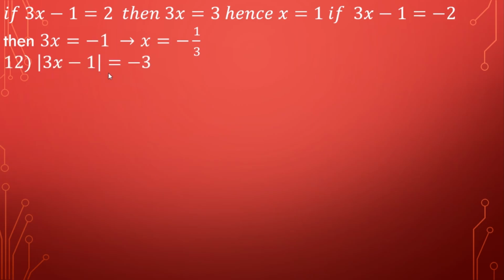Absolute of 3x minus 1 equals minus 3. This equation is impossible because absolute value cannot be negative.